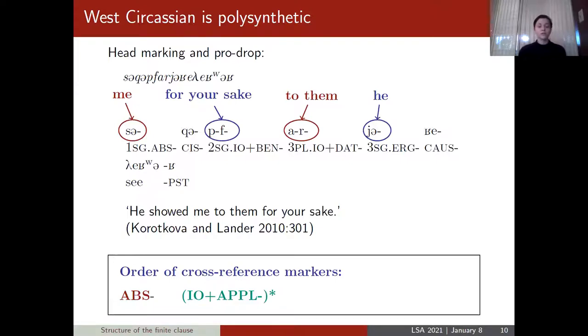And then you have applied object agreement, which is usually accompanied by a specialized applicative morpheme, which refers to the thematic role of that applied argument. And as you see in this example above, there could be multiples of those. So there's two in this particular example. And then this applicative morphology is followed by the ergative agreement marker. So as I've mentioned, the agreement morphology is organized in an ergative fashion, where the absolutive and the ergative are in contrast with each other.